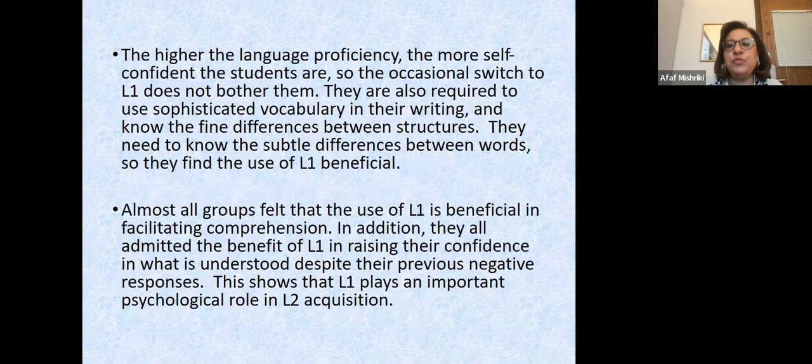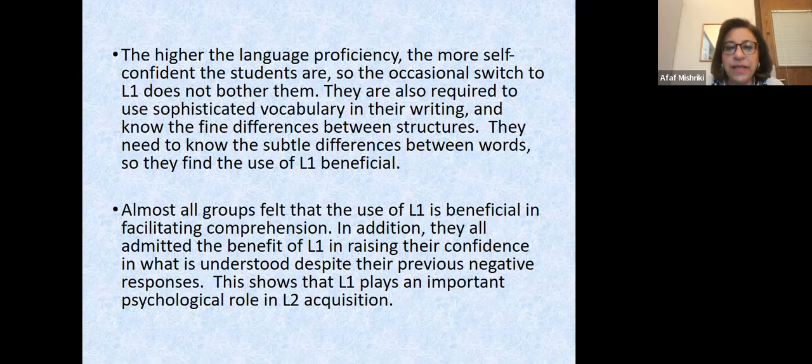The higher the language proficiency, the more self-confident the students are, so the occasional switch to L1 does not bother them. They're also required to use sophisticated vocabulary in their writing. They write academic essays, integrated essays. Later on, they'll be asked to write research and so on. They want to know the fine differences between the structures. They need to know the subtle differences between the words. So they find the use of L1 beneficial.